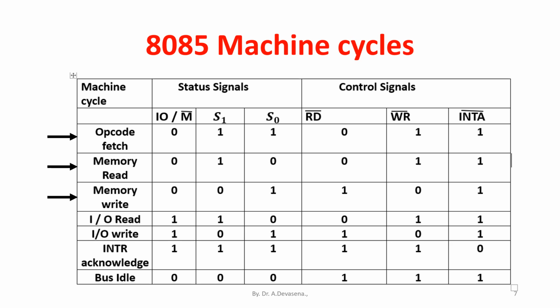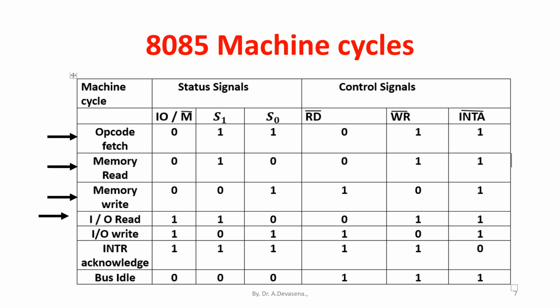For memory write operation, S0 signal should be 1. We are performing memory write, so IO/memory bar should be 0. S1 should be 0 because a write operation is going to be performed. We are performing a write operation, therefore write bar should be in active low condition and read bar and interrupt acknowledge bar should be 1.